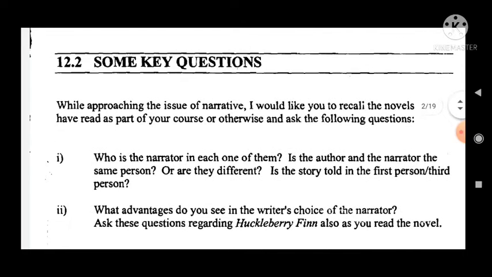So, some key questions. While approaching the issue of narrative, I would like you to recall the novels you have read as part of your course or otherwise and ask the following questions.